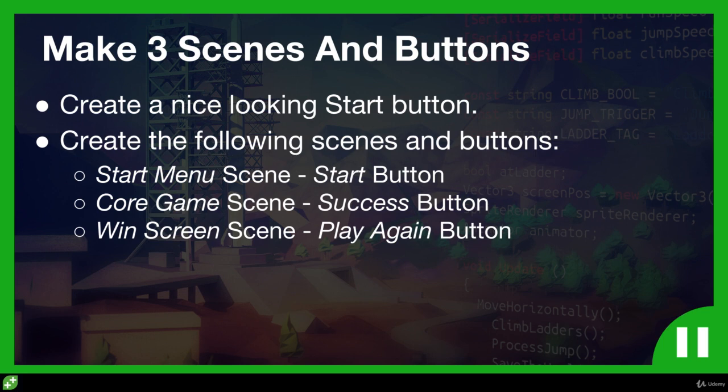And on the core game scene, have a success button that can be placed anywhere. Don't worry about the placement for now. Just have a button there. And on the win screen, we're looking to have a play again button. So that's your challenge. Create those scenes and those buttons. You should have all the information that you need to do that. When you come back, I'll go through my solution to that. Good luck and see you in a moment.